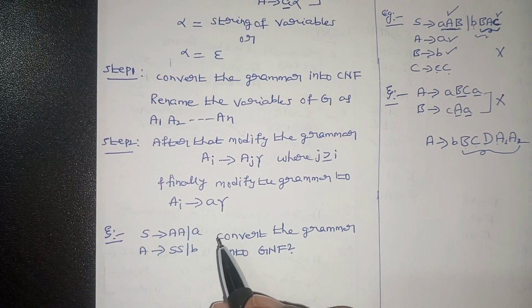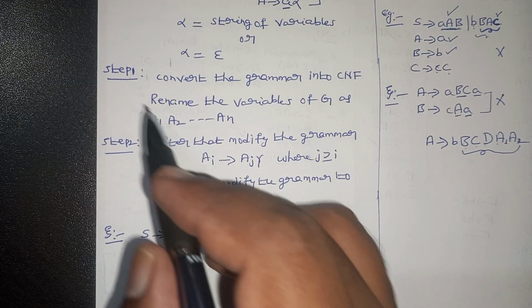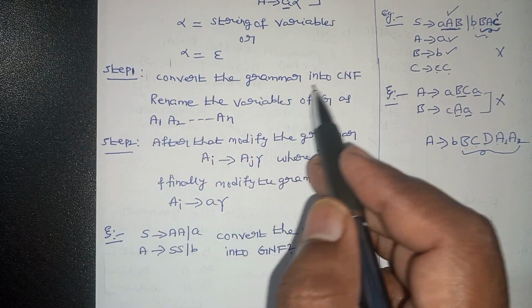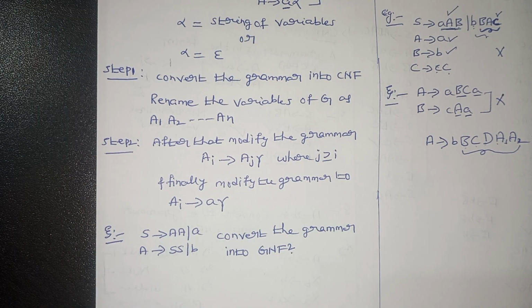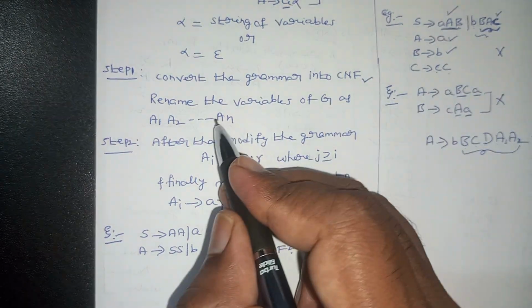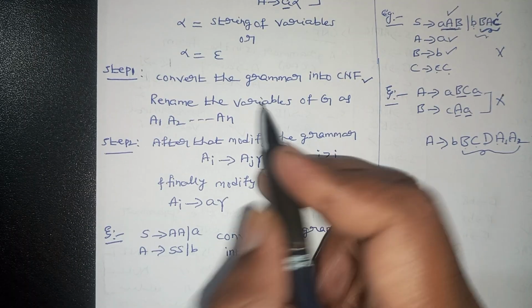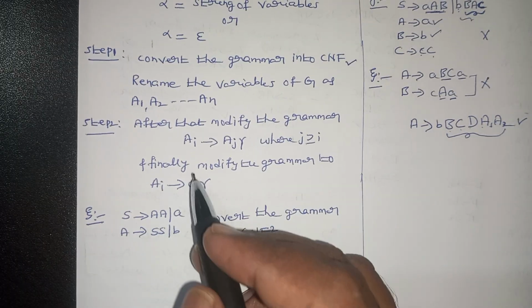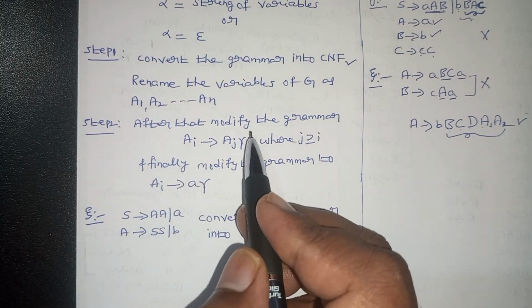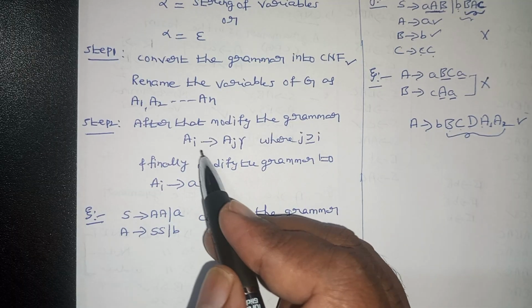Now there are steps you have to follow. I already solved this question. Step 1: convert the grammar into CNF. Before converting into the Greibach normal form, you have to convert the given grammar into the Chomsky normal form. Second, rename the variables of the grammar as A1, A2, up to An. After that modification of the grammar, you have to check it.